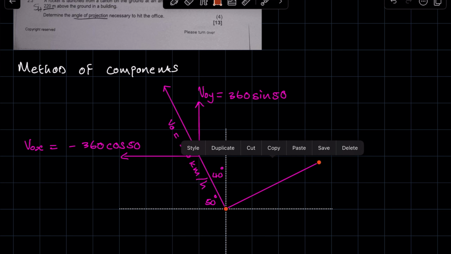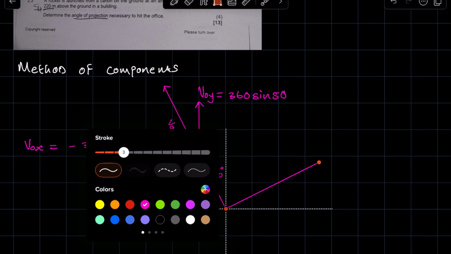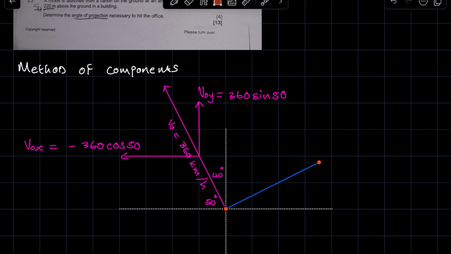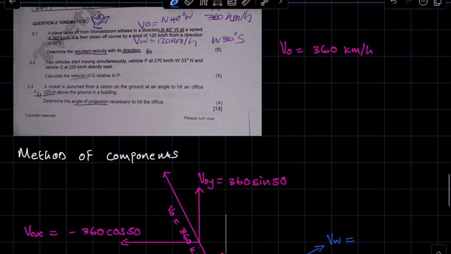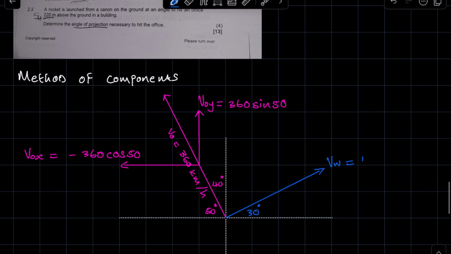30 degrees north. Let me change the color of this. So we have 30 degrees there. This is going in this direction. This we can call the wind vector. So the wind vector is denoted as simply VW. VW is 120 kilometers per hour.